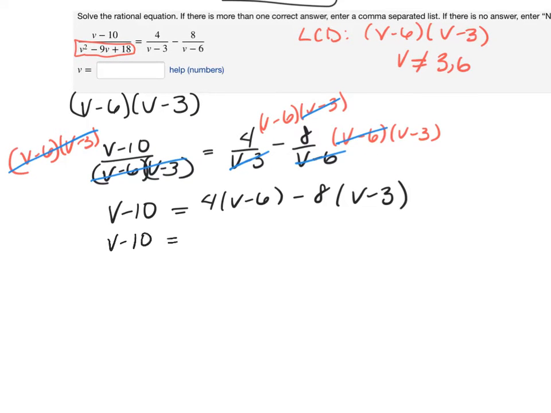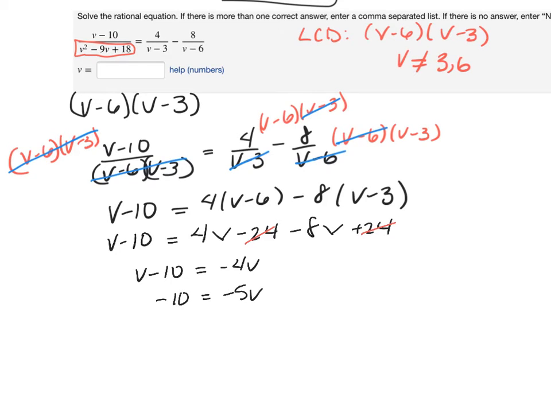So v minus 10 is equal to 4v minus 24 minus 8v plus 24. Combining up like terms on the right-hand side, my 24s do cancel themselves out. So I have v minus 10 is equal to negative 4v. I'm going to bring my v's to the right, so I have negative 10 is equal to negative 5v. Dividing both sides by negative 5, I've got positive 2 is equal to v. And that's not any of my extraneous solutions, so that is my solution.